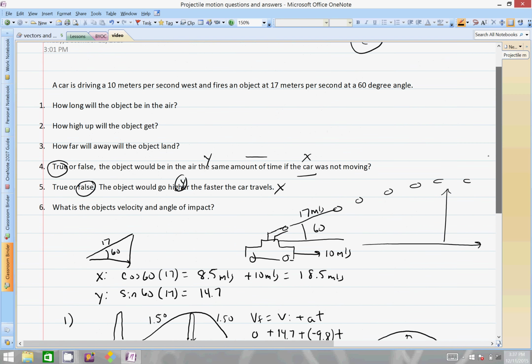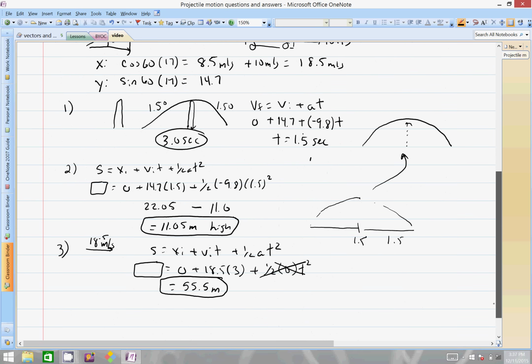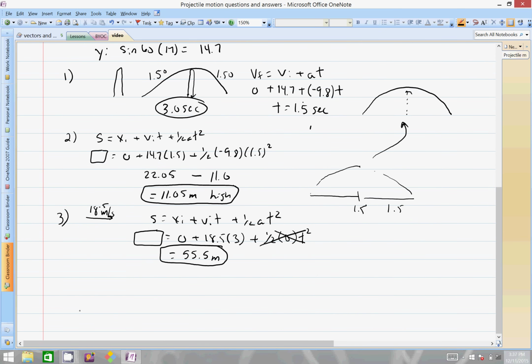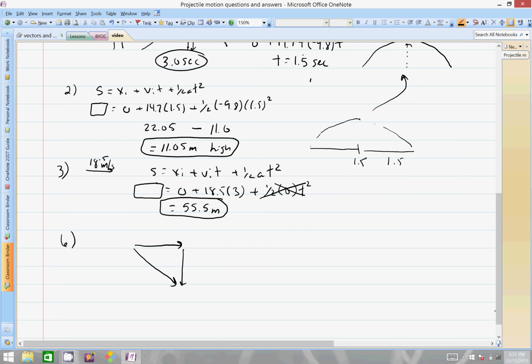Okay, so let's look at this now. What is the object's velocity and angle of impact? This is, I think, number 6. So what is the velocity in the x component? What's the velocity in the y component? And then we'll find our correlating component between these two. The x component is going to be 18.5. The horizontal never changes. It's 18.5 meters per second.